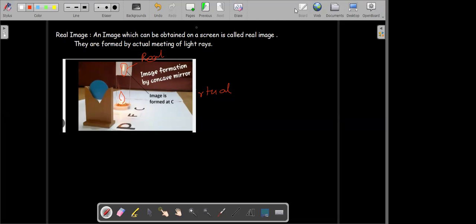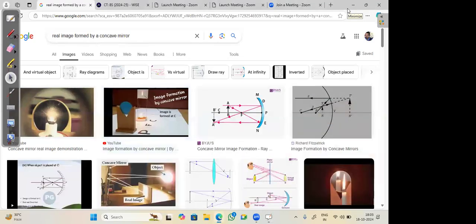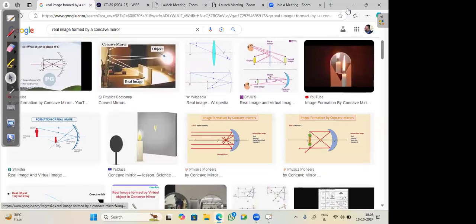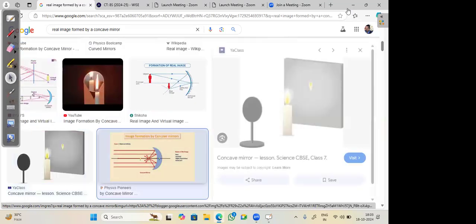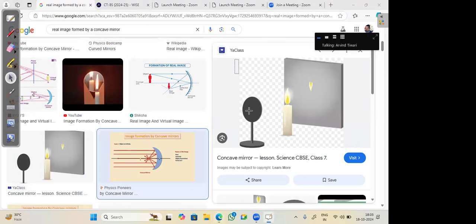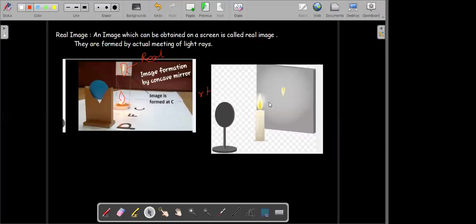All right. I'll show you one more. See this one. This one shows a more clear image. If you have a concave mirror at your home, you can check it. I have one. I will try to search for it and then show it to you by the next class. So see here, a candle flame is burning in front of a mirror, and on the screen you can see an inverted flame. All right.